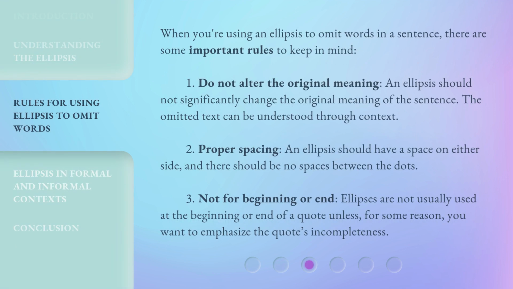When you're using an ellipsis to omit words in a sentence, there are some important rules to keep in mind. 1. Do not alter the original meaning. An ellipsis should not significantly change the original meaning of the sentence. The omitted text can be understood through context. 2. Proper spacing. An ellipsis should have a space on either side, and there should be no spaces between the dots. 3. Not for beginning or end. Ellipses are not usually used at the beginning or end of a quote unless, for some reason, you want to emphasize the quote's incompleteness.